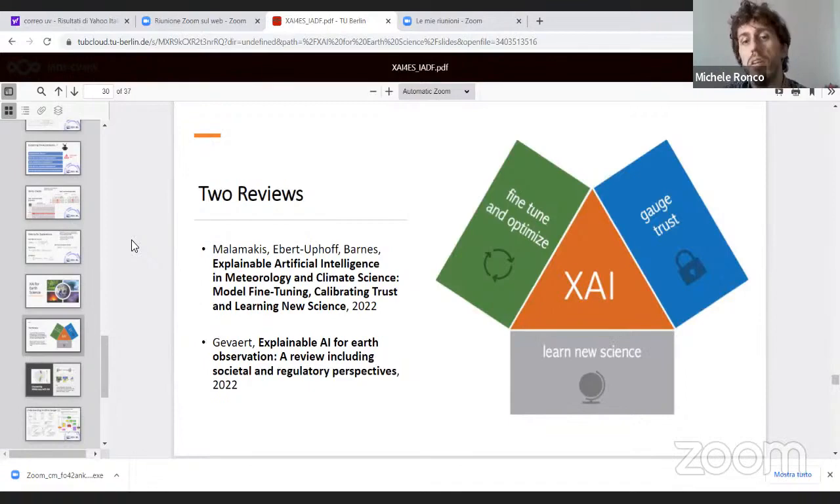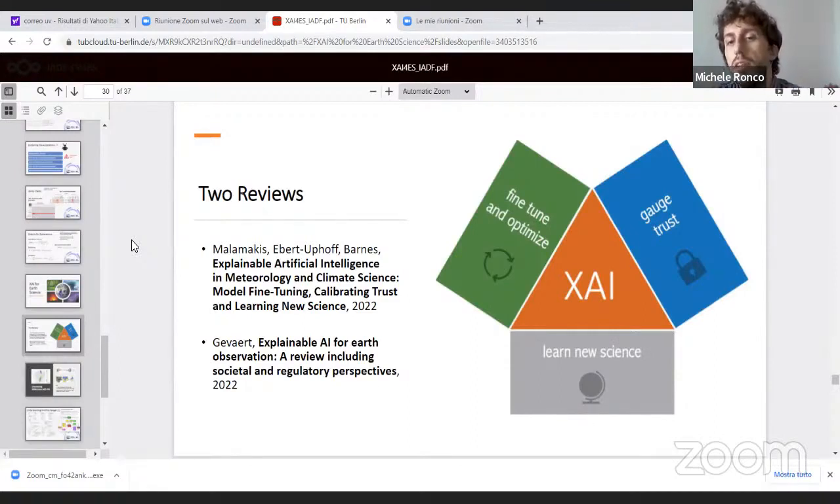Both of them are a collection of multiple papers and references that have used explainable AI for solving remote sensing or earth science problems. And this cartoon, this picture, is taken from the first paper, and it summarizes somehow what are the three dimensions or three goals of explainable AI.